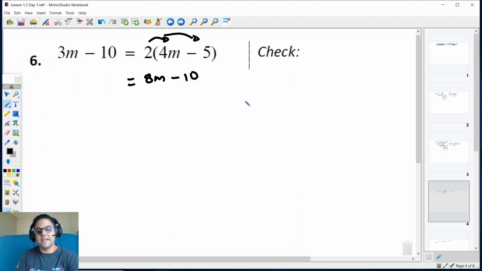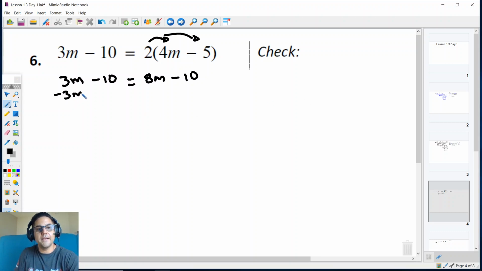Subtract 10, or negative 10. On the left side, I've got a 3m, subtract 10. Now, I want to remind you, you're always going to start with the variable. So I'm not going to start with the tens, because some of you may be noticing something. So, same idea. Let's move the smaller variable.